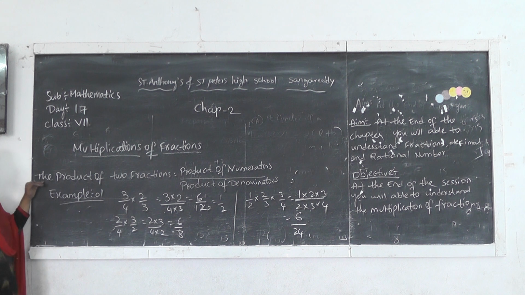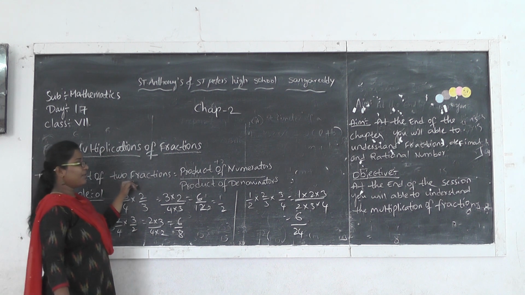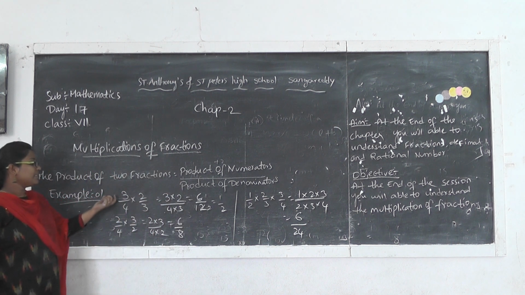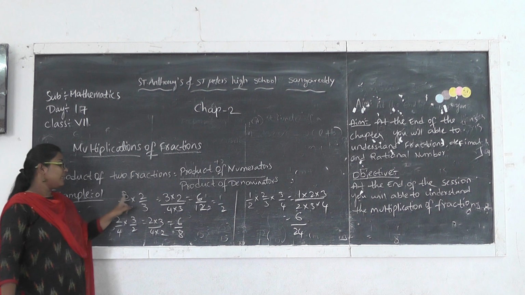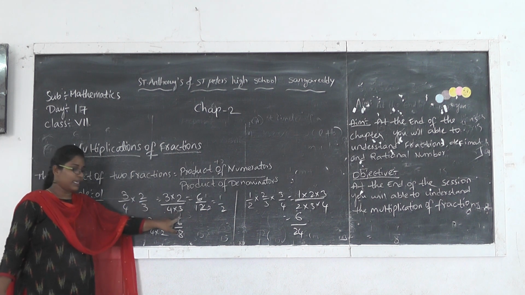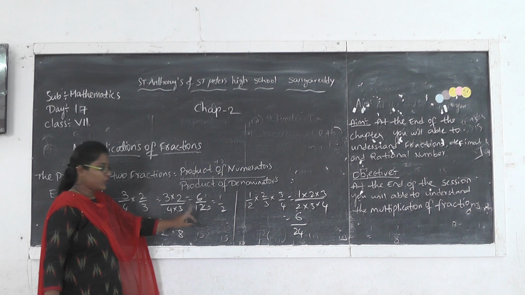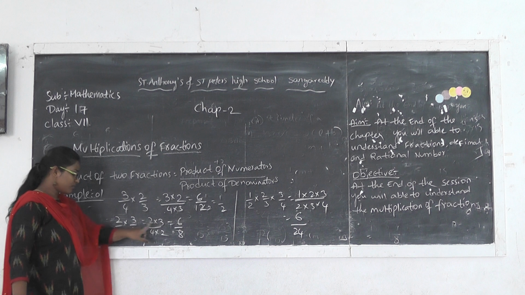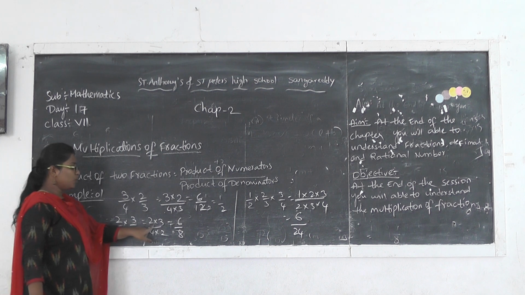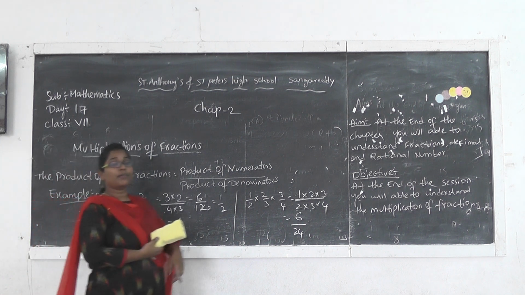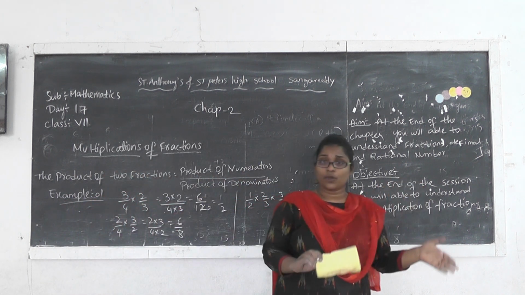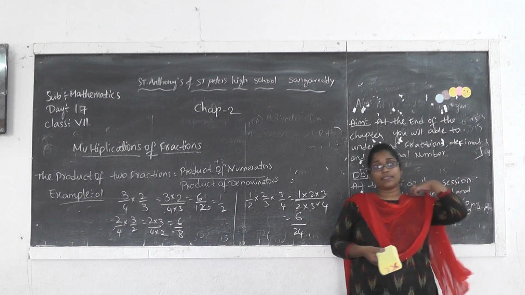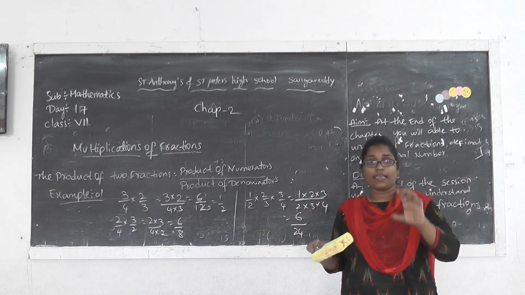So when we are doing the product of two fractions, what do we do? Product of numerators by product of denominators. That means 3/4 into 2/3 is nothing but 3 into 2 by 4 into 3: 3 2s are 6, 4 3s are 12. In the same way, 2/4 into 3/2 is 2 into 3 by 4 into 2: 2 3s are 6, 4 2s are 8. We multiply both the numerators and write in the numerator's place, and multiply both the denominators and write in the denominator's place. We should not observe whether they are like or unlike fractions.